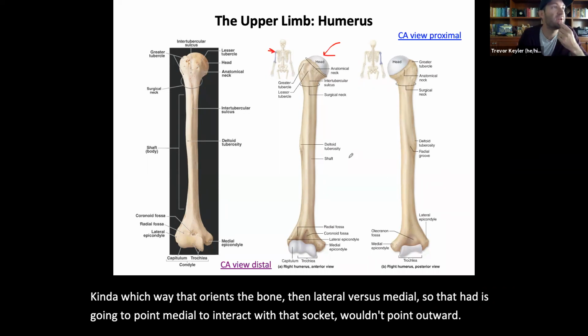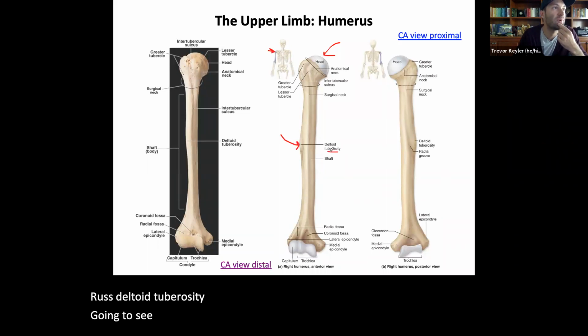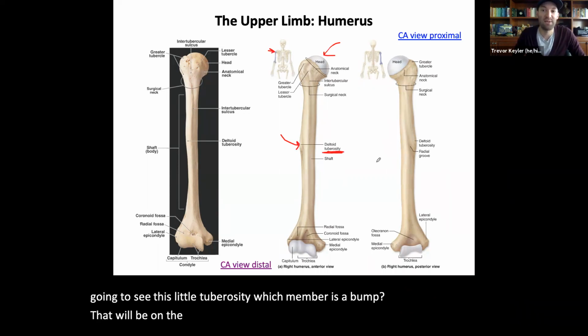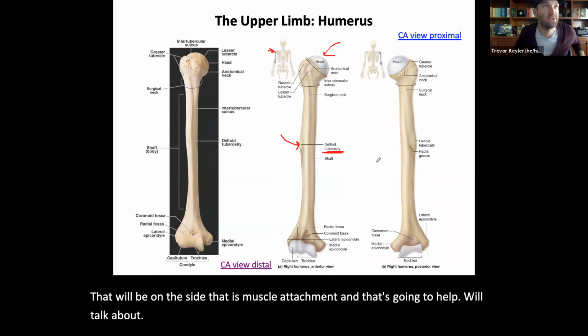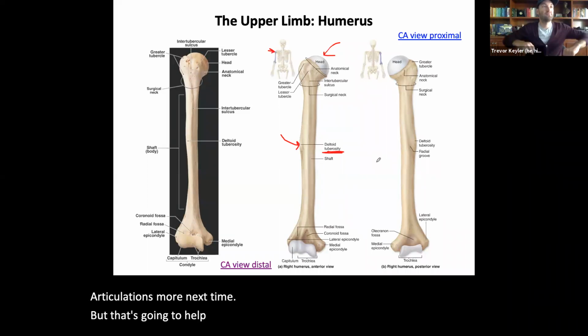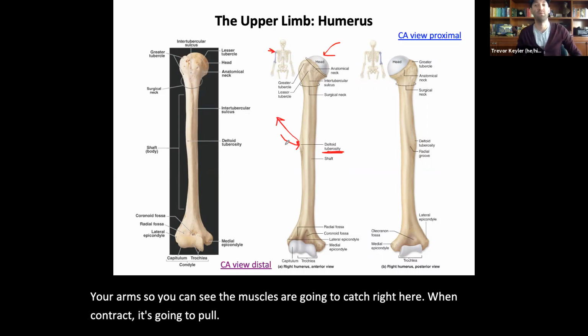What else? Deltoid tuberosity. You're going to see this little tuberosity, which remember is a bump. That'll be on the side. That is a muscle attachment, and that's going to help, we'll talk about articulations more next time, but that's going to help abduct, which means lift your arms. So you can see the muscles are going to attach right here. When they contract, it's going to pull and raise those arms.